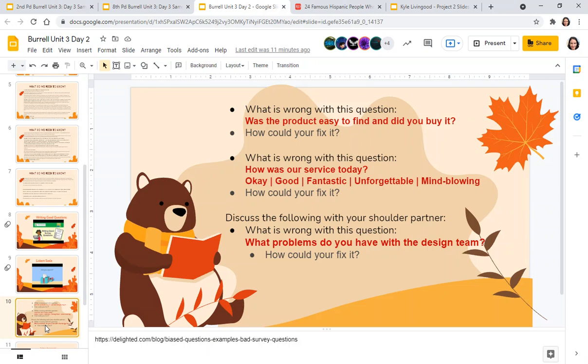All right, so I'll read you the questions, and then of course you can go over them one at a time. What's wrong with this question? Was the product easy to find, and did you buy it? And so let's think about how you can fix that. The next one is, how was our service today? Okay, good, fantastic, unforgettable, mind-blowing. And the third one is, what problems do you have with the design team? So go through them one at a time and discuss what's wrong with it and if you could fix it.